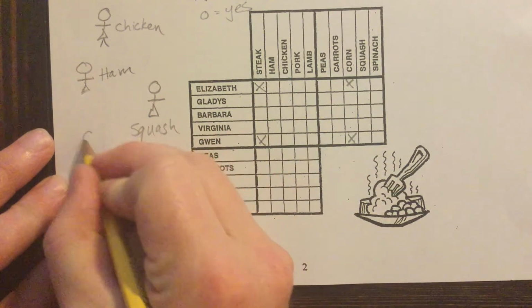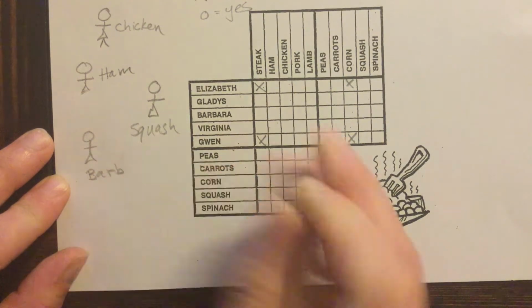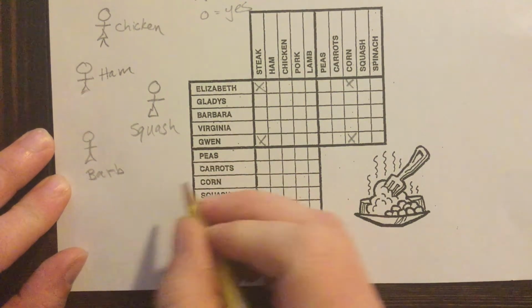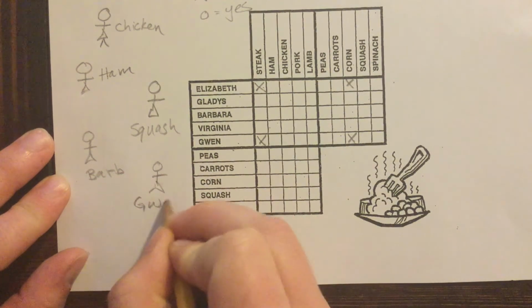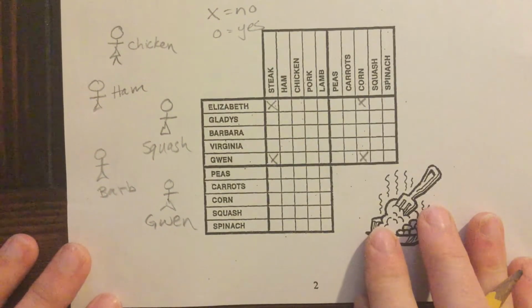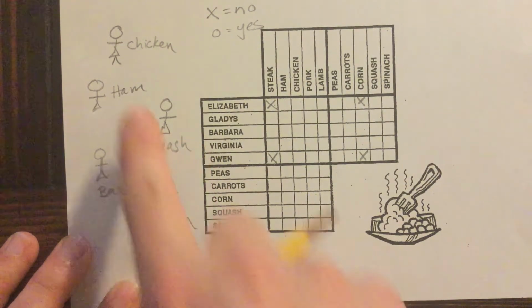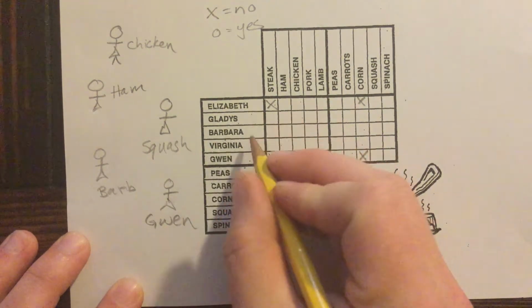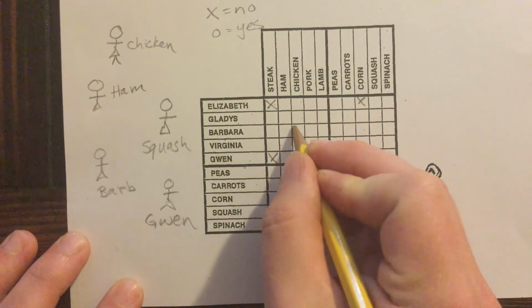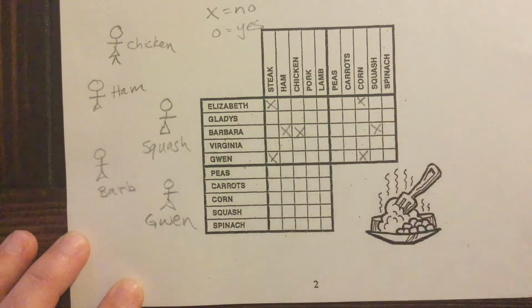And then there's Barbara. I'm going to write Barb because I'm lazy. And Gwendolyn. Speaking of lazy, I'm not going to write her whole name either. I'm going to call her Gwen. What this clue tells us is there's Barb and there's Gwen, and then there's a lady who had squash, the lady who had ham, and the lady who had chicken, which means Barbara did not have chicken, she didn't have ham, and she didn't have squash because she played cards with those ladies or whatever.